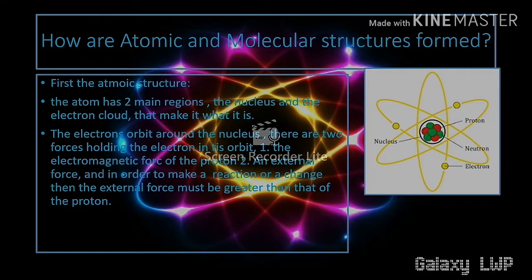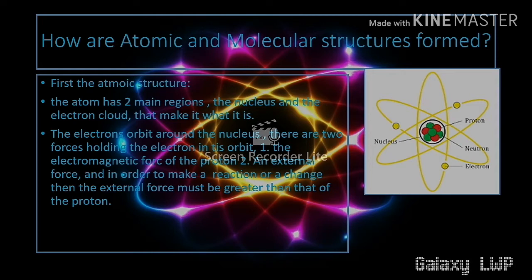Now we're going to talk about how the atomic and molecular structures are formed. First, the atomic structure. The atom has two main regions, the nucleus and the electron cloud, that make what it is. The electrons orbit around the nucleus. There are two forces holding the electron in its orbit: the electromagnetic force of the protons, and an external force, which is the force between atoms, which binds them together, or a force of attraction.